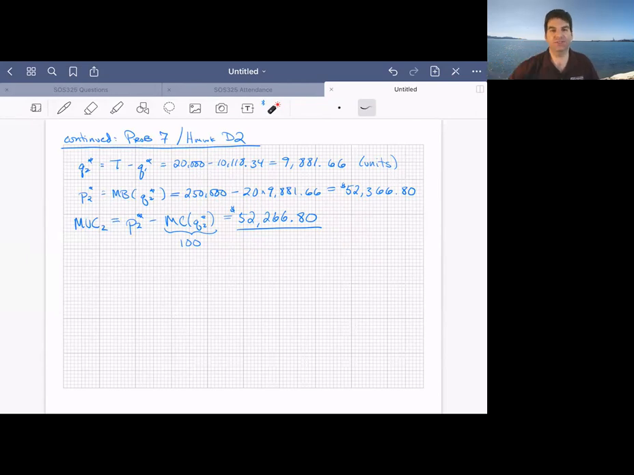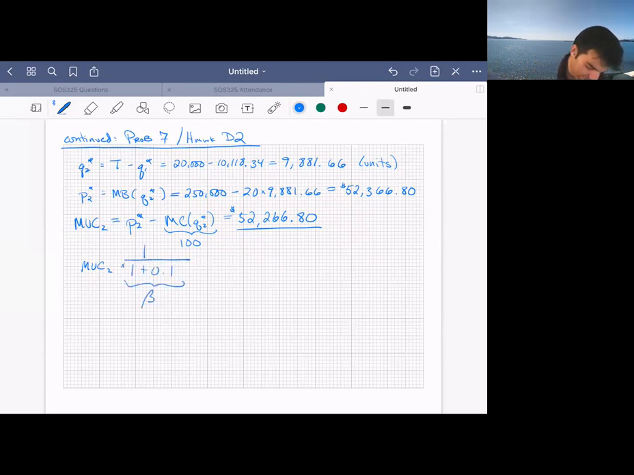That's the profit I'm going to make in year 2. What's the present value of that now? And what I did with that in part G is I just took that marginal user cost from year 2, and I then scaled it. I basically discounted it by 1 plus 0.1. This is just equal to beta.